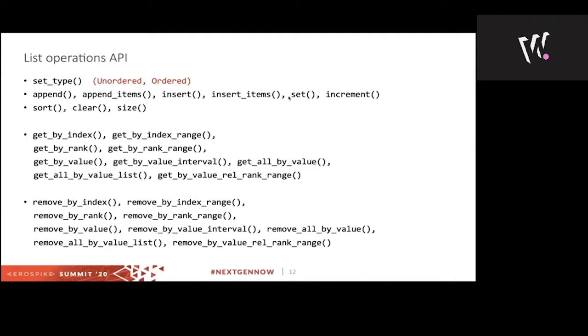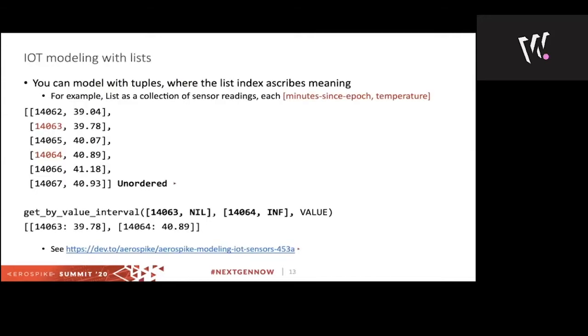Now, this list is actually generic method names. The clients themselves have different names that might be a little different, but all these operations are implemented in all of the clients. So let's talk about an example where we're modeling IoT sensors, incoming temperature, using these list tuples.